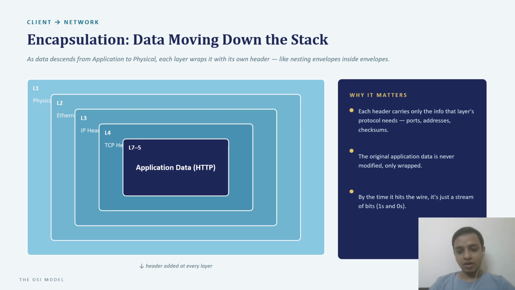Encapsulation. It is the process of adding a header when data travels from the application layer down to the physical layer. On each layer, some header is added. It traverses the application layer, presentation layer, session layer, then the transport layer. At the transport layer, the TCP header is added. At the network layer, the IP header is added. So why are these headers added?